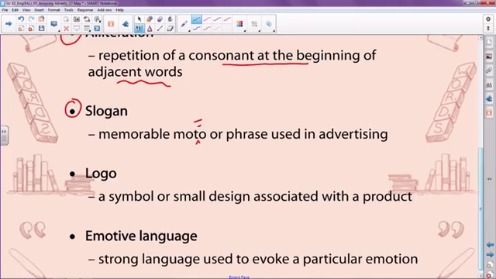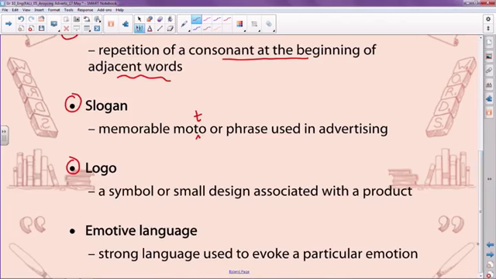Let's put a T there. What is logo? Logo is a symbol or a small design associated with a product. And finally, what is emotive language? Emotive language is strong language used to evoke a particular emotion.